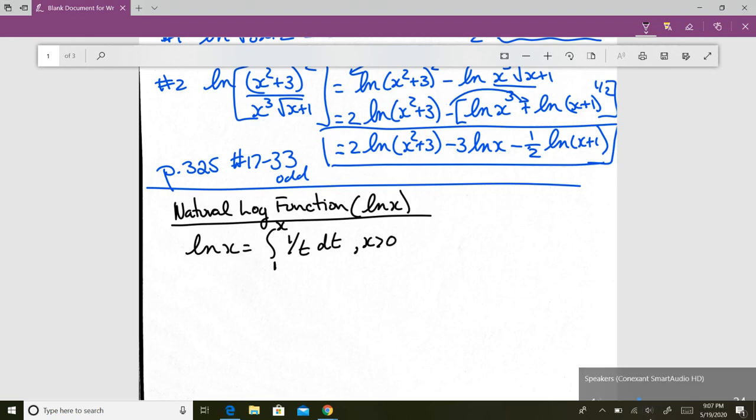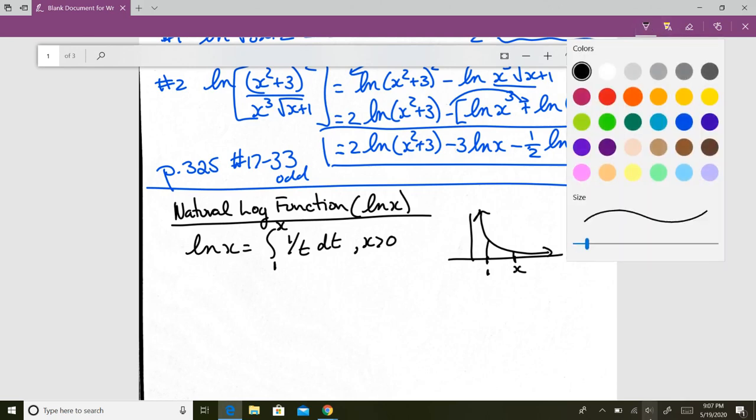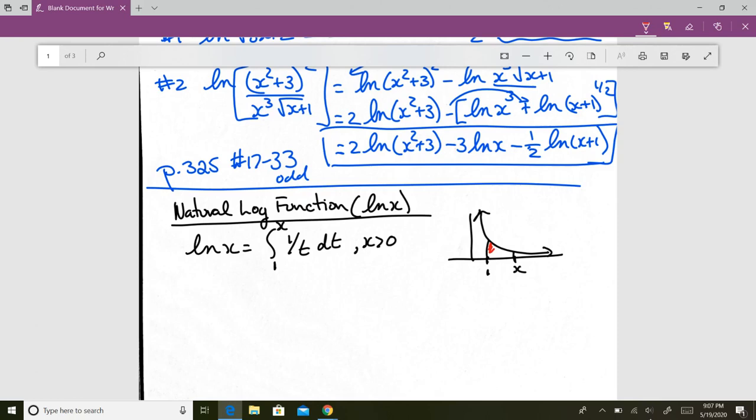So really, as a quick review, when you're dealing with the natural log, here's the 1 over x, or 1 over t. 1. I'll just mark x there. So when you're actually doing the natural log, you're finding this area in here. That area is the natural log of x.